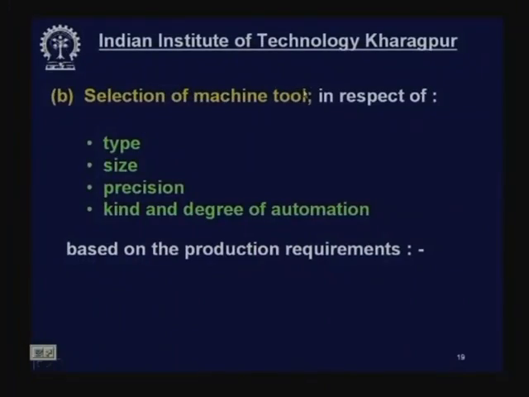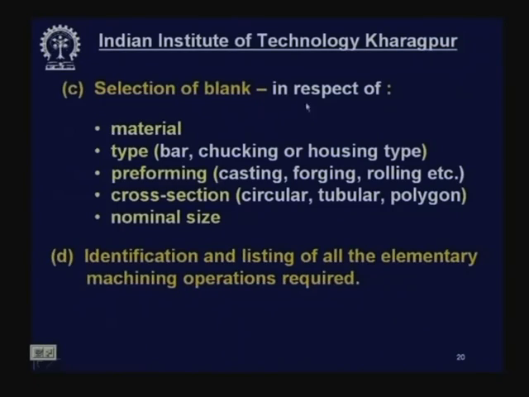Now, selection of the machine tool. This will be in respect of type, what kind of machine tool, automatic, semi-automatic or non-automatic, size, heavy duty or not, precision or non-precision, kind and degree of automation, that is what kind of automation and degree of automation. All these things will be decided by the production requirement, what kind of job, how many pieces are to be produced. Next is selection of blank, depending on this, in respect of material, type, bar, chucking or housing type, preforming such as casting, etc.